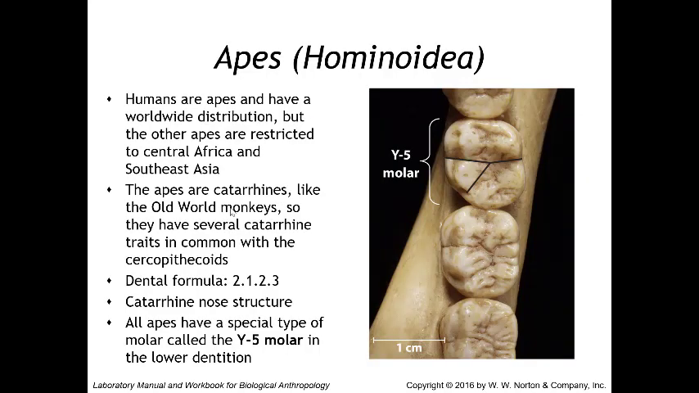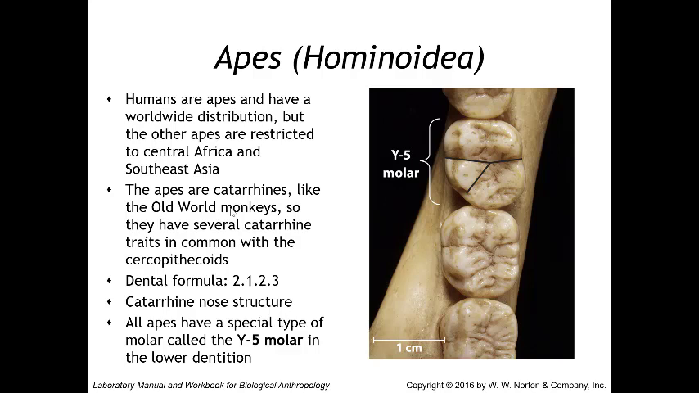Next we have our apes, our Hominoidea. So humans and our apes, and we have a worldwide distribution. But the other apes are restricted to Central Africa and Southeast Asia. The apes are catarrhines like the Old World monkeys, so they have several catarrhine traits in common with our Cercopithecoids. The dental formula is 2, 1, 2, 3, so 2 incisors, 1 canine, 2 premolars, 3 molars. They also have a catarrhine nose structure, so narrow nasal septum, narrow nose, nostrils facing downwards.